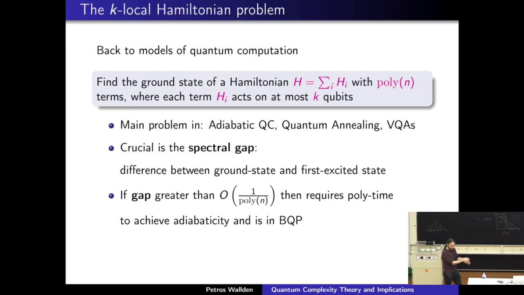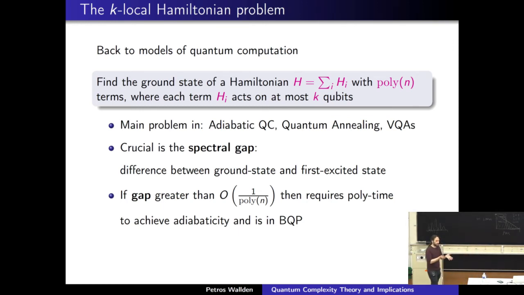So if you want it to run for polynomial time, then this model of computation is equivalent with the circuit model. Why? Because if you give me a circuit, I can turn it into a Hamiltonian that has a gap of this type. And if you give me a Hamiltonian with this type of gap, I can find a polynomial size circuit that gives the solution. So these two models are equivalent.